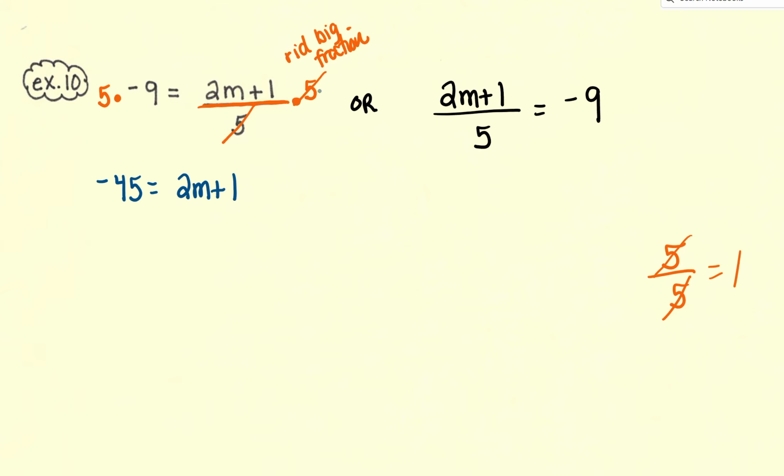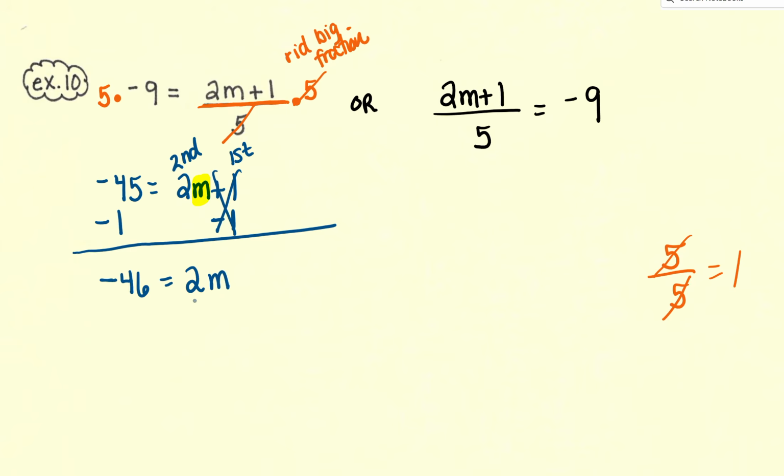those are gone. Now we're back to solving for the variable. And it's a situation where we know that we're going to do this first and this happens second. So this is a plus 1, so we're going to subtract 1. The positive and negative cancel, and I have negative 45 and negative 1 to get negative 46 equals 2m.